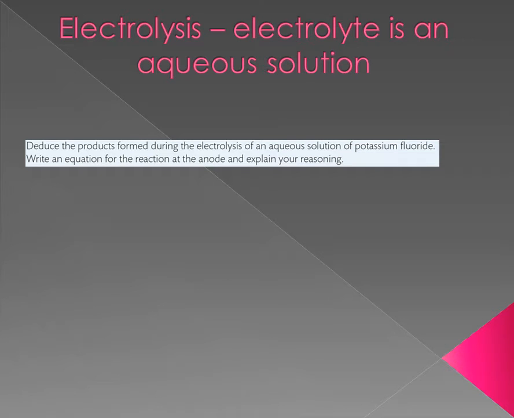Electrolysis, where the electrolyte is an aqueous solution. Deduce the products formed during the electrolysis of an aqueous solution of potassium fluoride. Write an equation for the reaction at the anode and explain your reasoning.